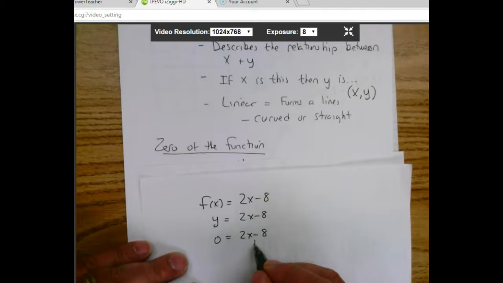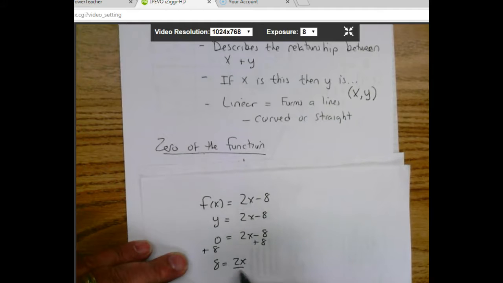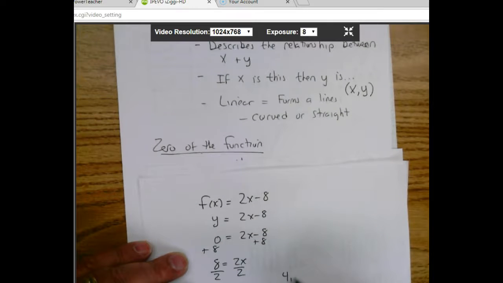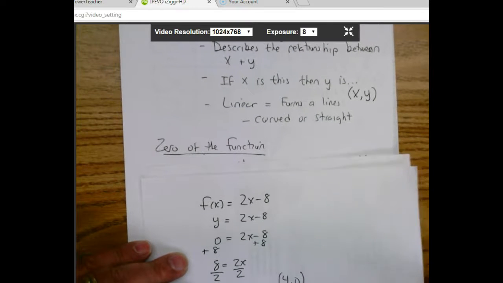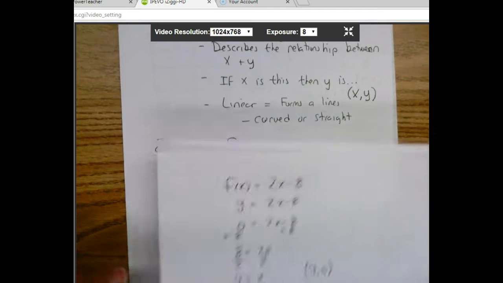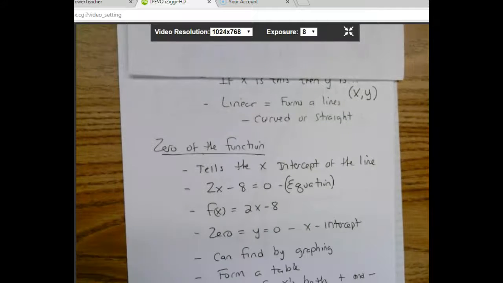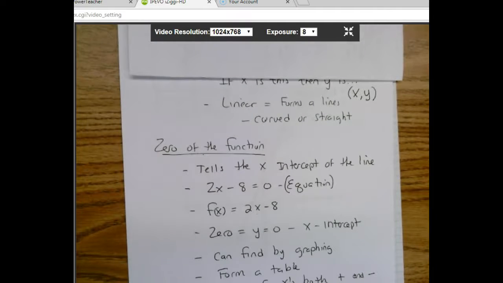We have to add 8 to both sides. We have 8 equals 2x, divided by 2, and 4 equals x. Okay? So x is 4, and y is 0. If we then tried to graph this, we could check it and see if it is true, which is a really wise thing to do, actually.